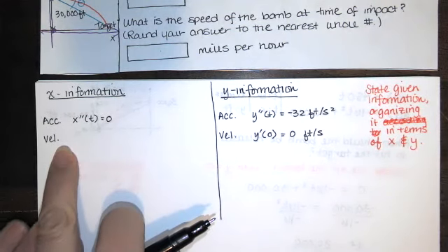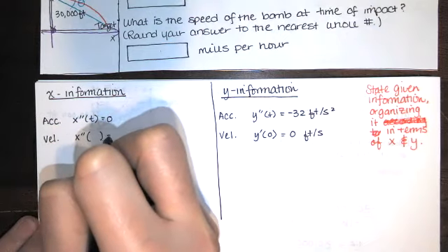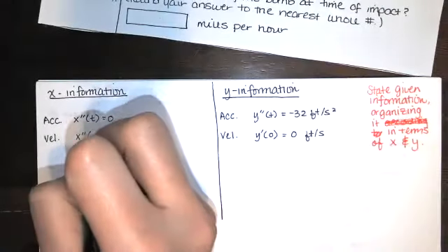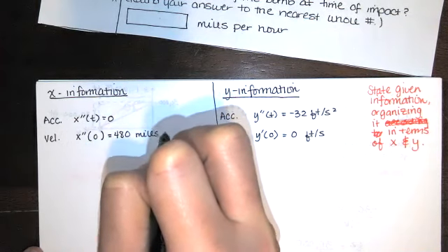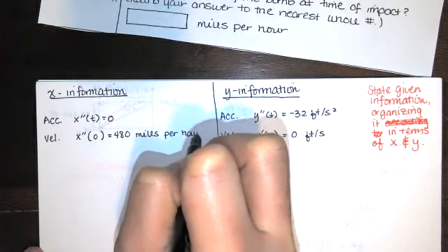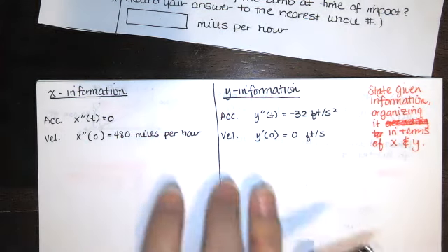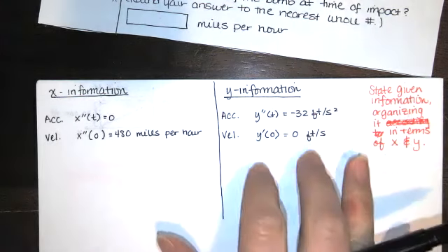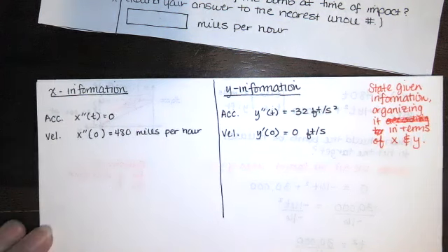Okay, now velocity in the x direction at time t equals 0 is 480 miles per hour. Now you want to be very careful here. The units that we're using for x and the units that we're using for y are different. Here we're measuring distances in miles and times in hours. Here we're measuring distances in feet and times in seconds. We want to keep track of all of that.